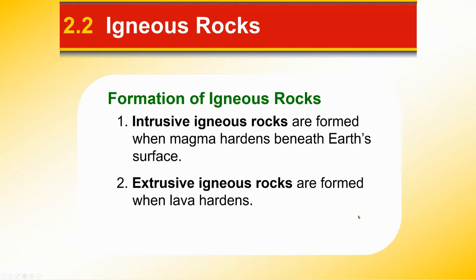Here we go. Formation of igneous rocks. Intrusive igneous rocks are formed when magma hardens beneath Earth's surface. Intrusive means inside the Earth. That magma hardens inside the Earth's surface. Extrusive rocks are formed when lava comes out and hardens. Remember again, magma and lava are the same thing, but magma is under Earth's surface and lava is out on top of the Earth's surface. Okay, so igneous intrusive is inside the Earth, and extrusive is outside or exiting the Earth.